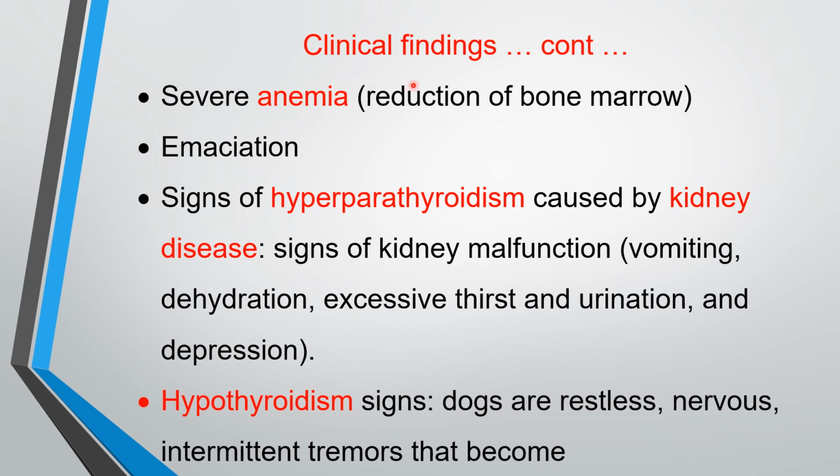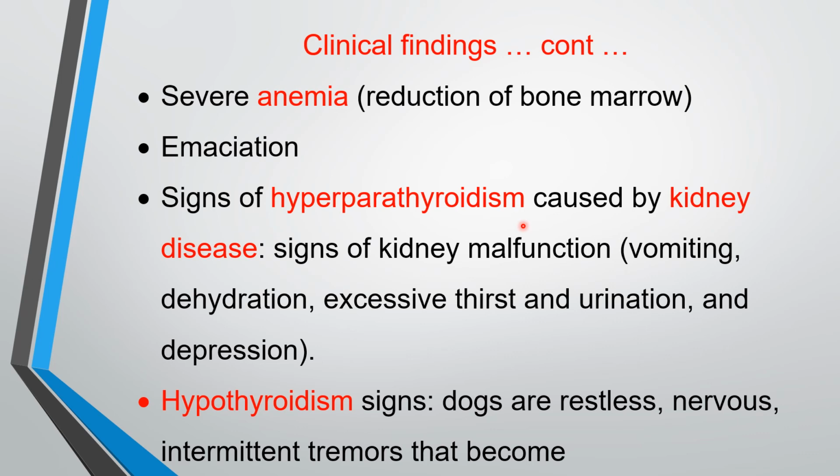Continuation of the clinical findings. Because of the reduction of bone marrow due to growth of the fibrous tissue, the bone marrow becomes less. So there is severe anemia. We have to take care of the animal by giving treatment also, treatment of anemia. Emaciation. And you know that this condition is caused by hyperparathyroidism. So there are signs of hyperparathyroidism.